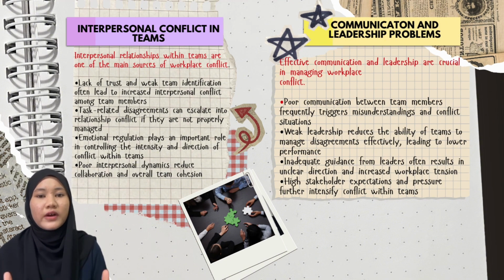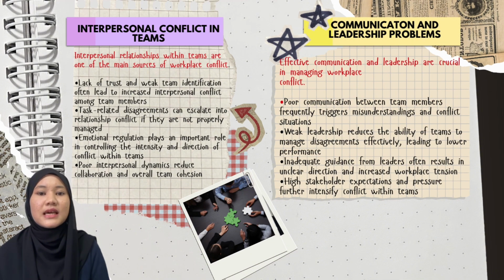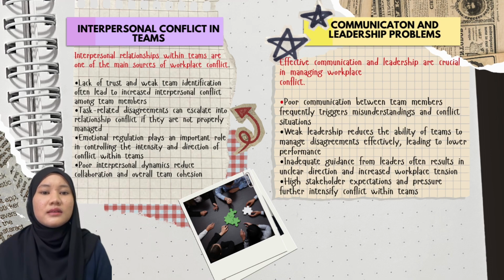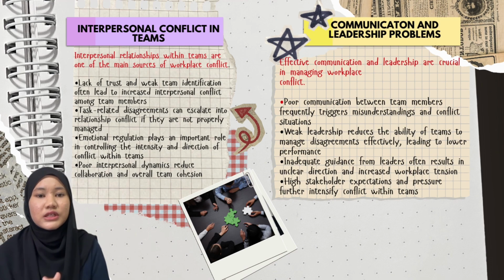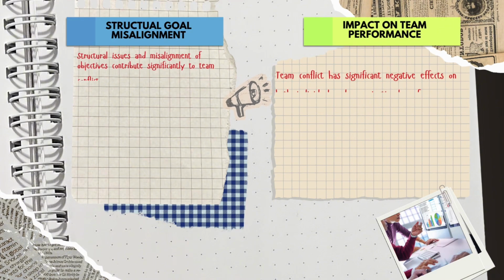When leaders fail to provide clear guidance and direction, team members may become confused about their roles and responsibilities, which increases workplace tension. Furthermore, high expectations and pressure from stakeholders can create additional stress for team members and intensify conflict within the team. Therefore, strong communication and effective leadership are essential to ensure conflicts are managed properly and team performance is maintained.